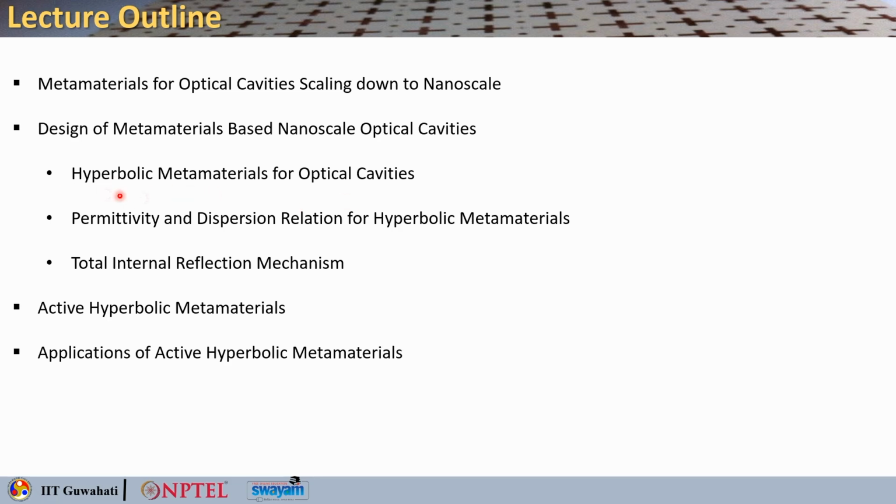We will cover hyperbolic metamaterials for optical cavities, discuss their permittivity and dispersion relation, and also the mechanism for total internal refraction that allows it to work as a cavity. After that, we will discuss active hyperbolic metamaterials and what are the applications of active hyperbolic metamaterials.